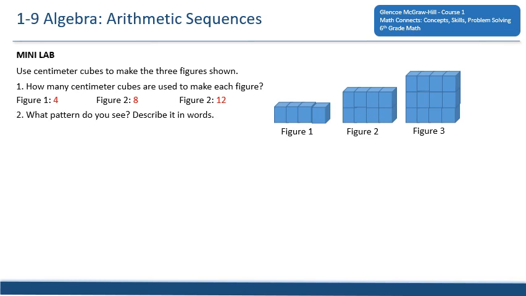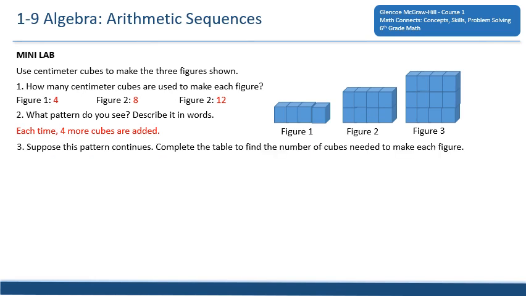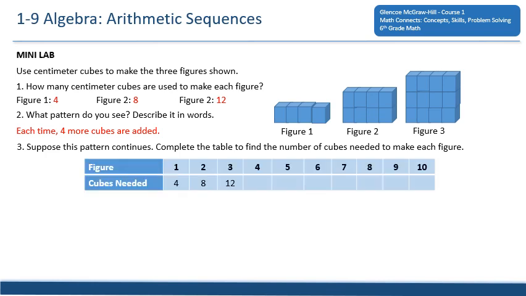What pattern do you see? Describe it in words. Each time, 4 more cubes are added. Suppose this pattern continues. Complete the table to find the number of cubes needed to make each figure. So that table shows figure 1 has 4, figure 2 has 8, figure 3 has 12. So how many will figure 4 have? 16. And figure 5? 20. So how are you calculating that?